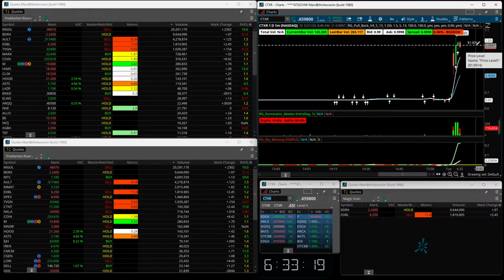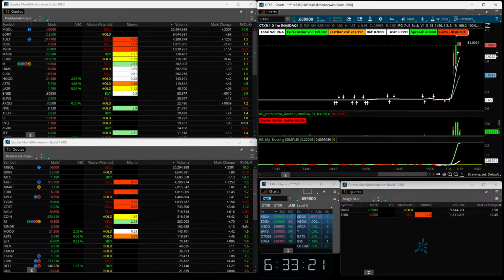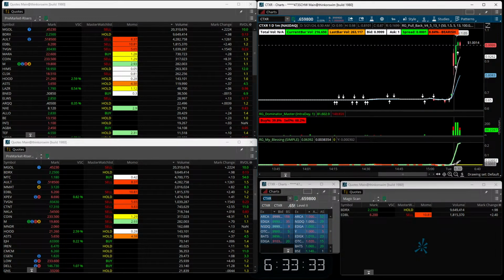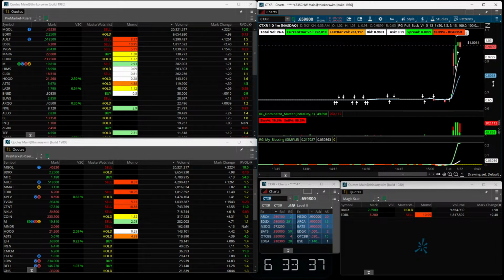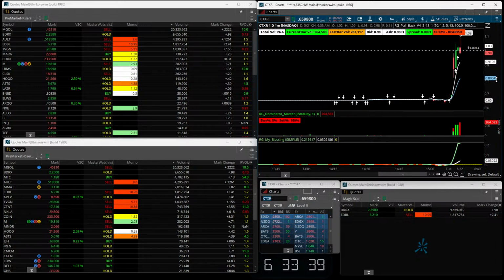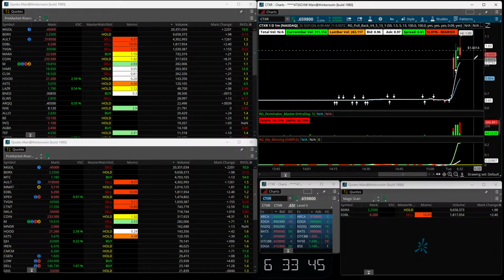Back to $1. Below $1. To $1. Below $1. Dominator bars are looking average. Still got a little red in this one. This indicator's looking good. Now down below $1.